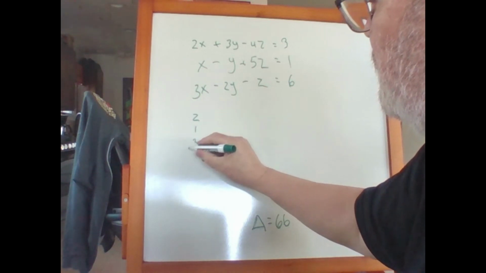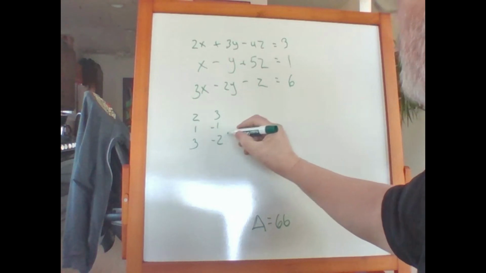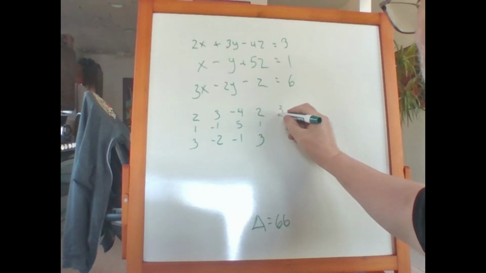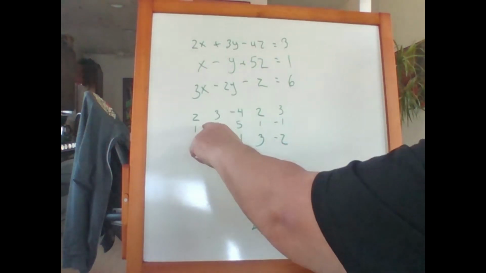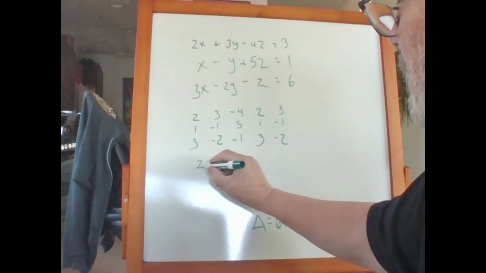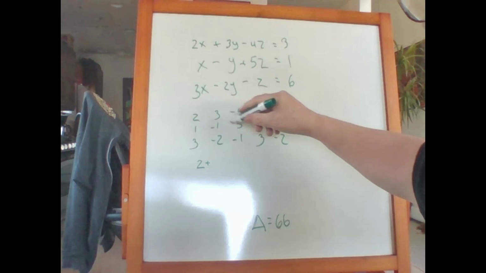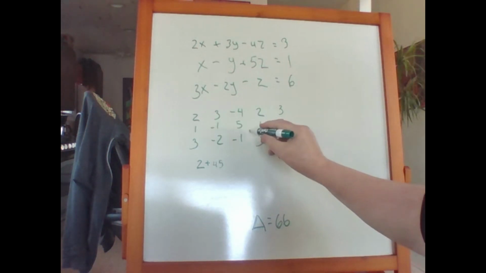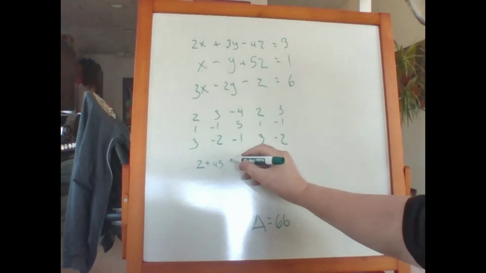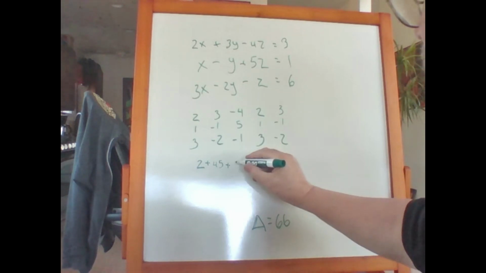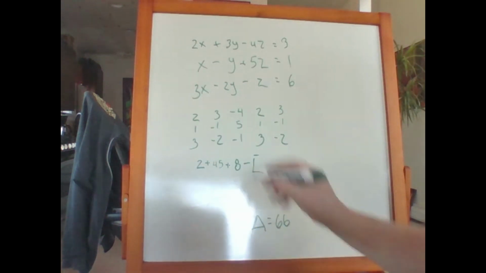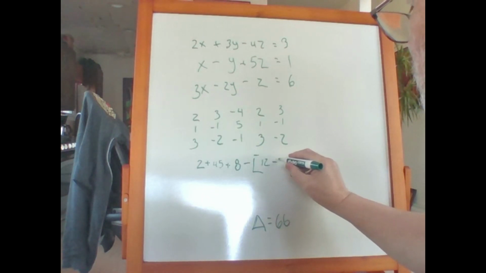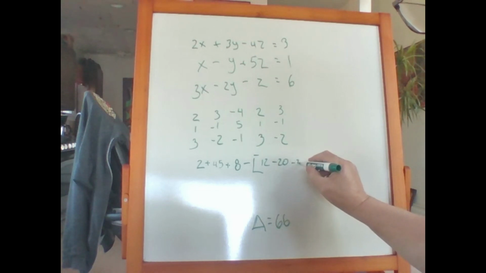2, 1, 3. 3 minus 1 minus 2. Minus 4, 5, minus 1. Rewrite 2, 1, 3. 3 minus 1 minus 2. Okay, so that's minus 1 minus 1 is 2 plus 9 times 5 is 45, plus 45. Okay, 15 times 3, yeah, it's 45. This is, again, a positive. That is 8. Now we got our negative, so that's 12. And this is 10, 20. So that's minus 20, and this is minus 3.